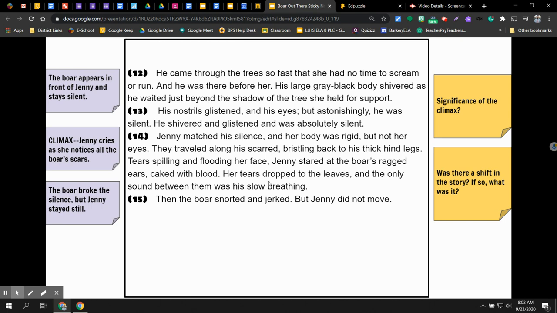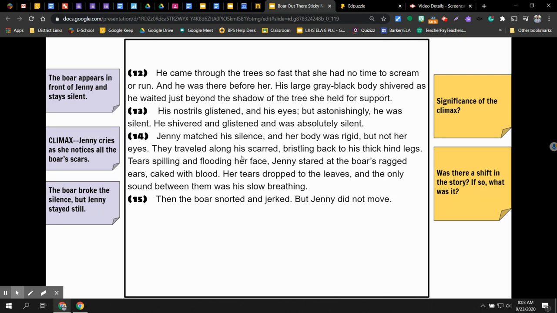So here we have the climax of the story, and we talked about the climax in the previous video. This is where she finally sees the boar for the first time. And she's imagined this boar to be wild, this mythical creature with a golden horn, this beautiful animal, this magical thing. But then she sees it, and she says the body was rigid.